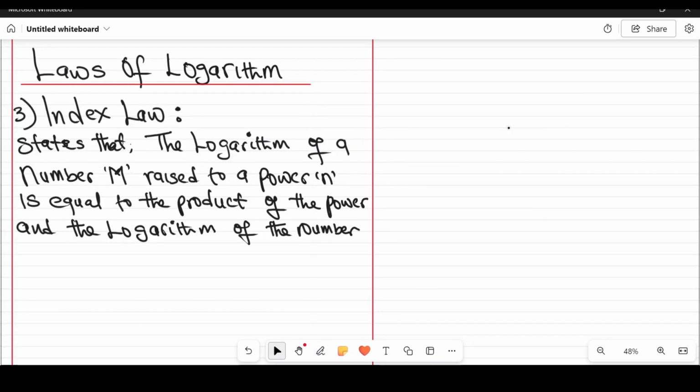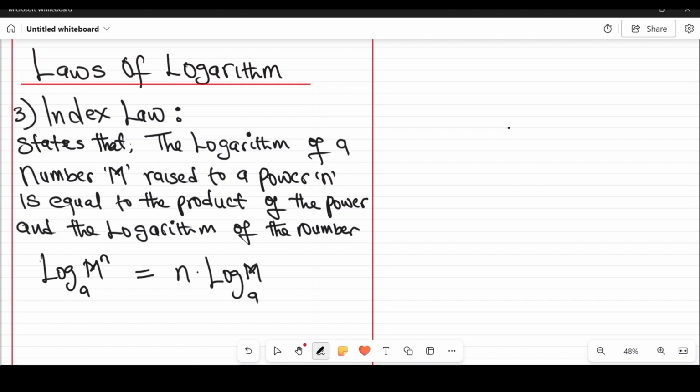The next law we have is known as the index law of logarithm. This law states that the logarithm of a number m raised to a power n is equal to the product of the power and the logarithm of the number. This means that if I have log m to base a, and my number m is raised to the power of n, this is equal to n multiplied by log of m to base a.